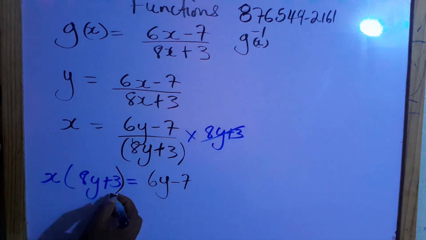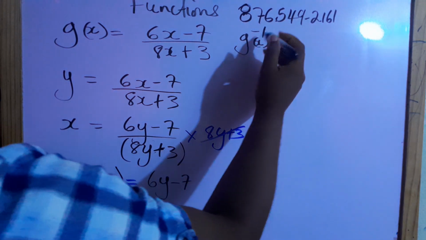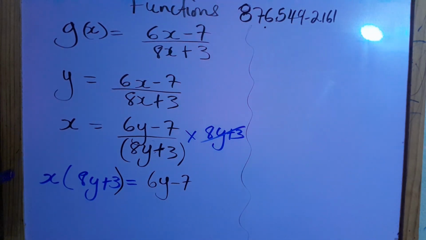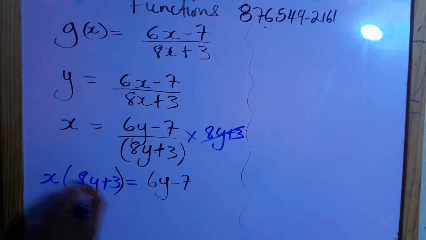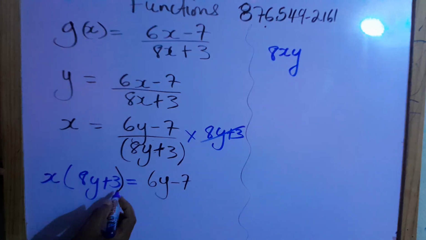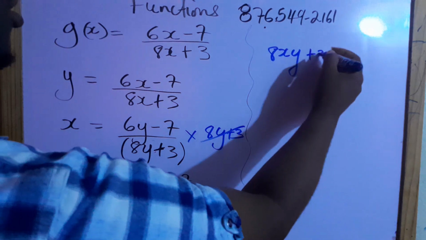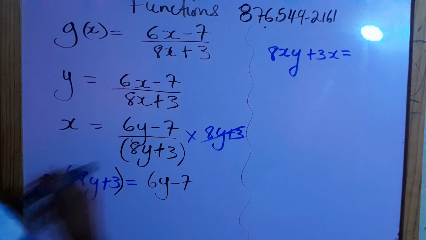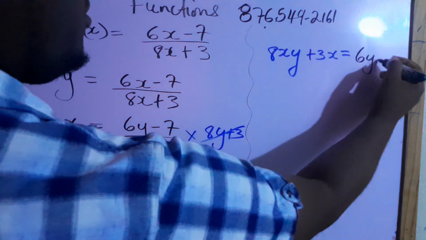So what we need to do, I'm going to do it up here. We need to expand the bracket to get rid of the bracket. So x times that would give us 8xy. X times 3 would give us positive 3x. And that is equal to 6y minus 7.